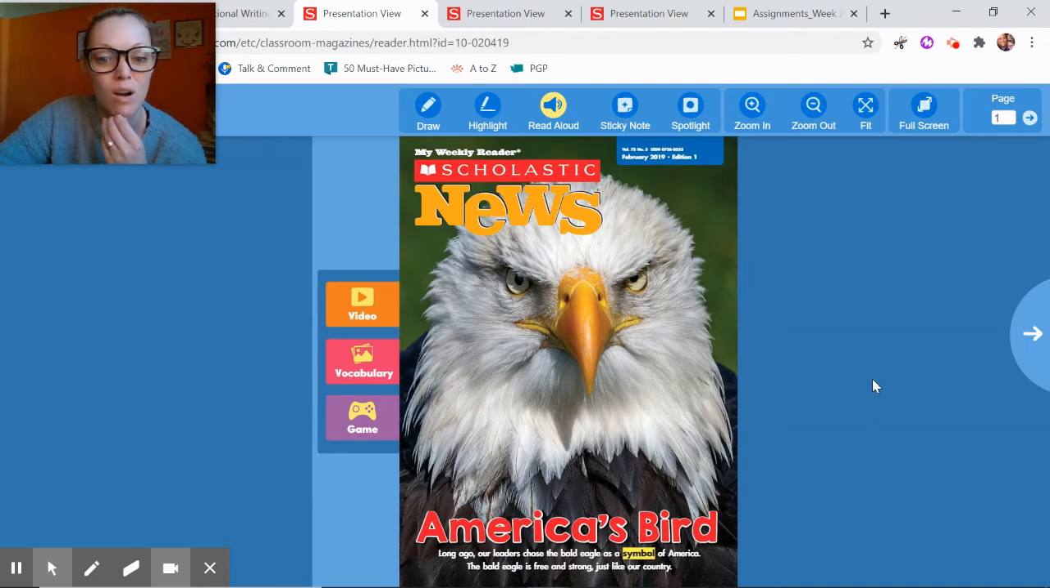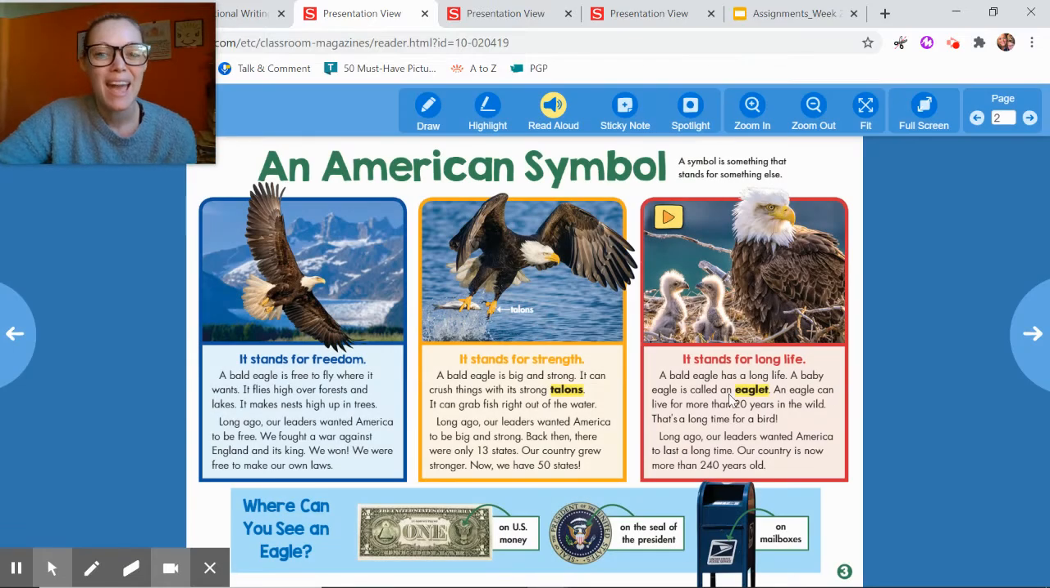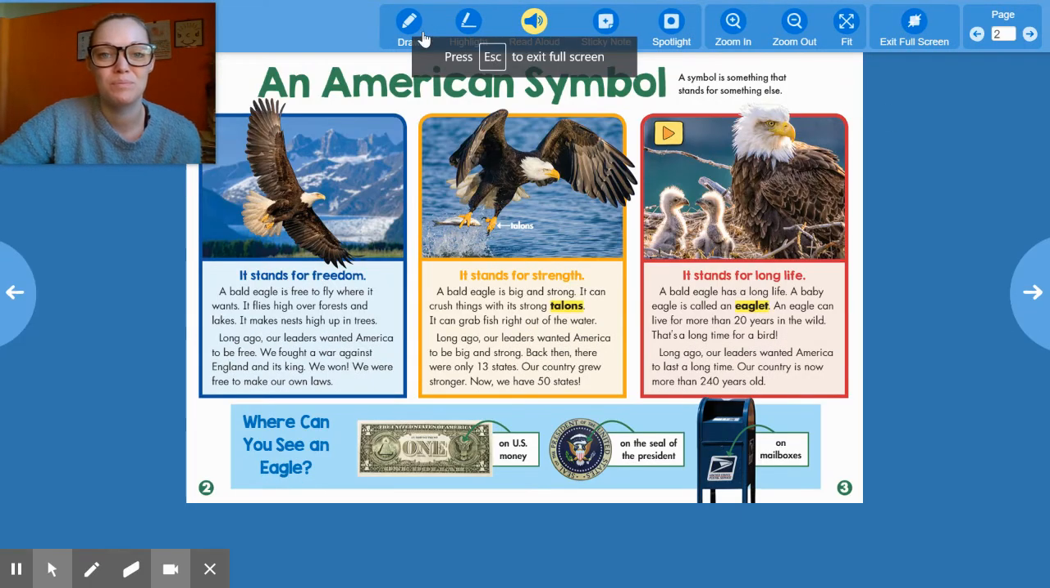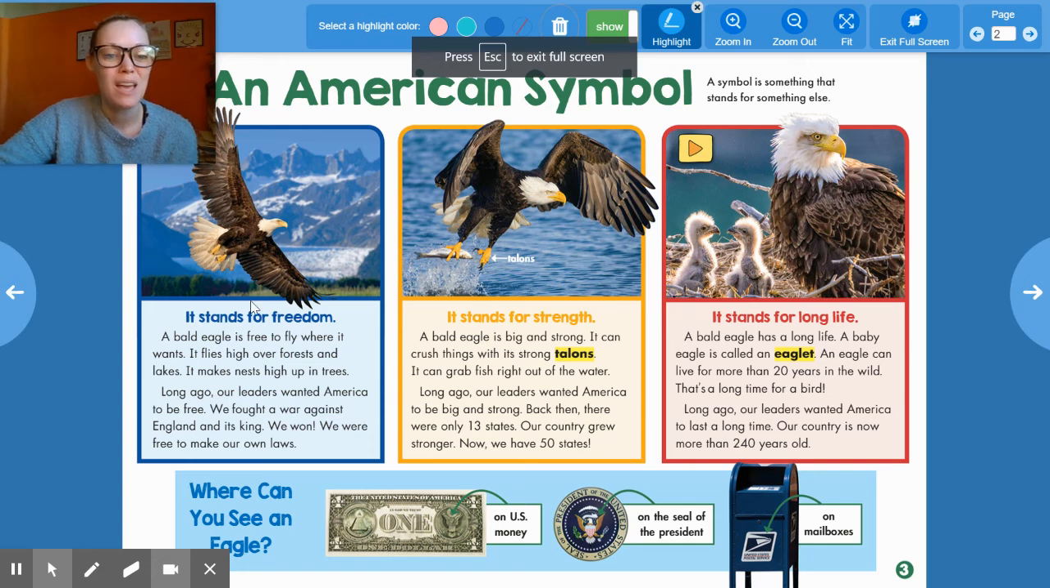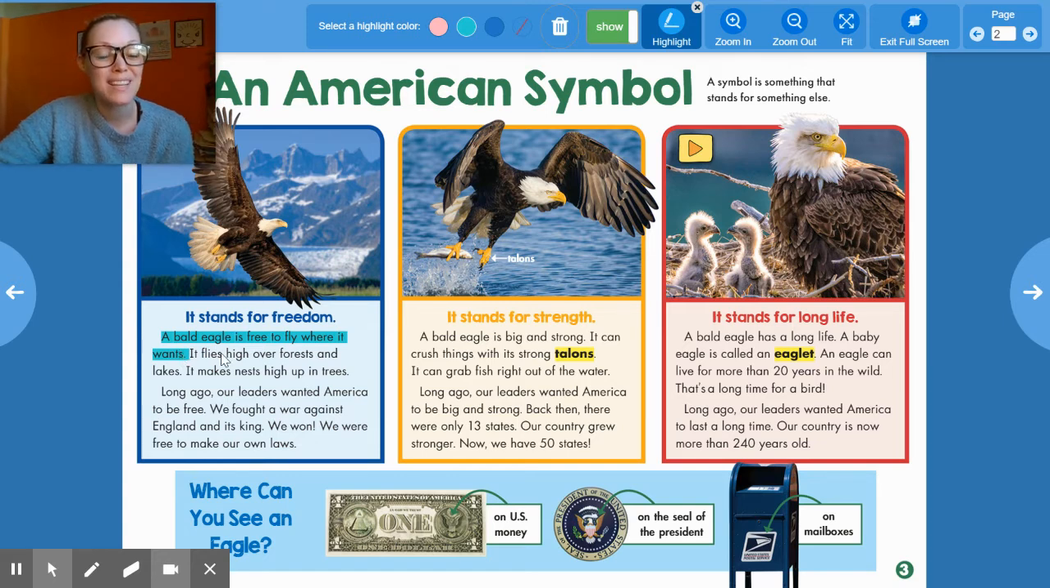So here is this article all about America's bird, the bald eagle. And my highlighter, if we look at the start of some of our paragraphs, we'll see that right here it says, a bald eagle is free to fly where it wants. That is a general fact. And then underneath, it goes on to tell us all about them flying. So the general fact is they can fly wherever they want. Then it tells us more about the bald eagle flying.